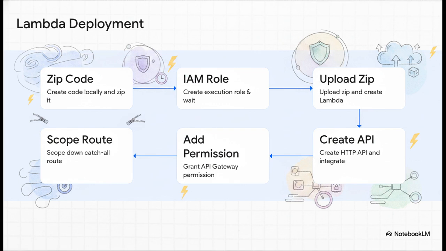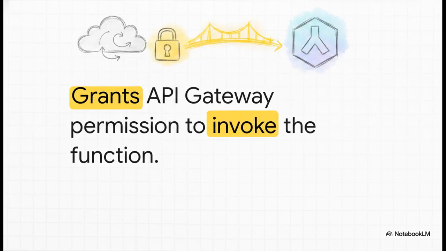Boom. Done. I really want to focus on step 5 for a second. So the crucial point is this add permission step right here, because without this specific step, your API exists, your Lambda function exists, but they literally cannot talk to each other at all.